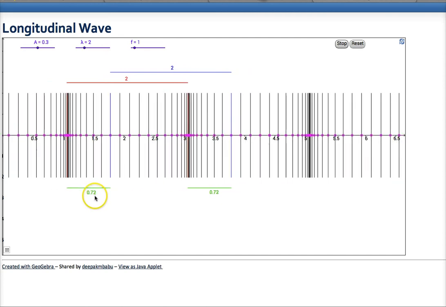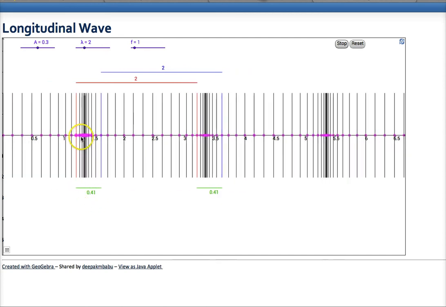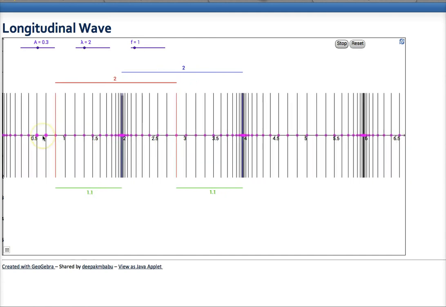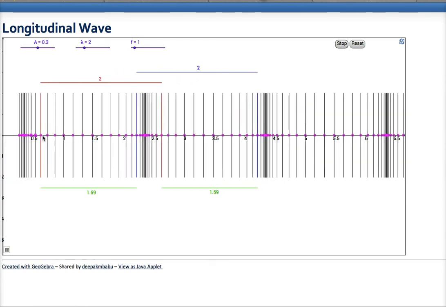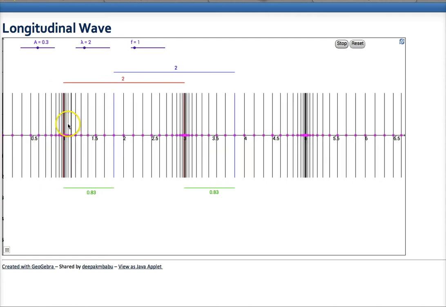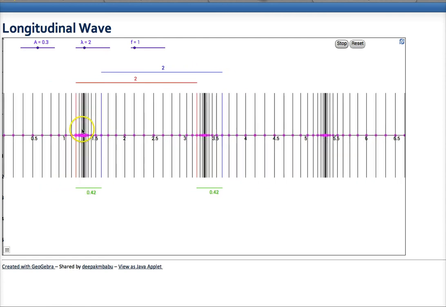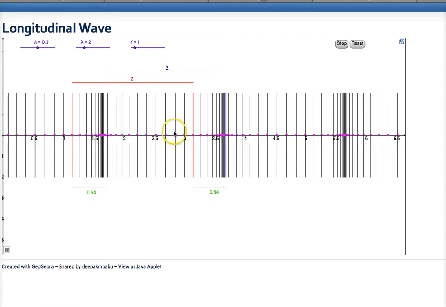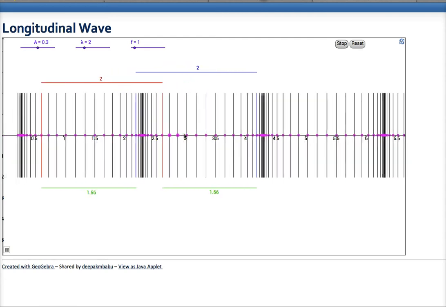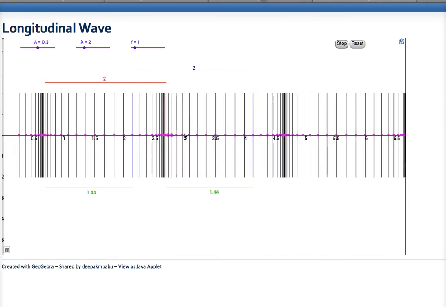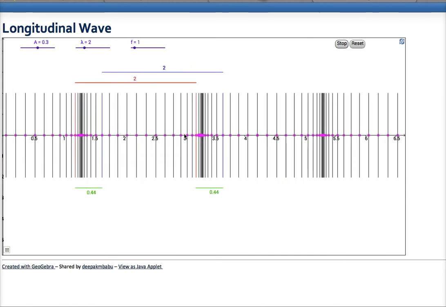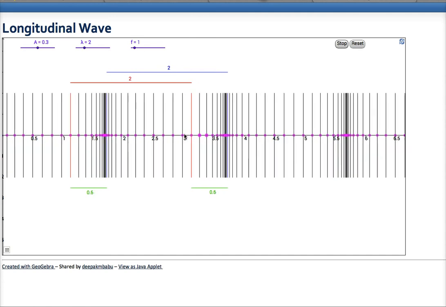And why is this happening? Because you are seeing that in some places particles are getting bunched up, and in other places they're really moving away from each other because of the nature of vibration, which is slightly delayed. This bunching up of particles is called a compression, and particles going far away from each other is called a rarefaction. Is this clear? Clear what a compression and a rarefaction is?